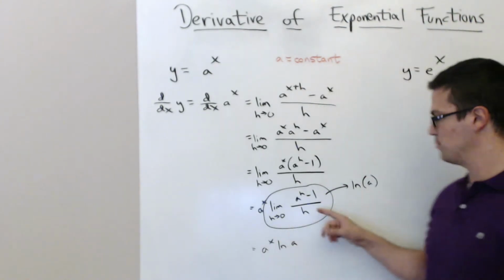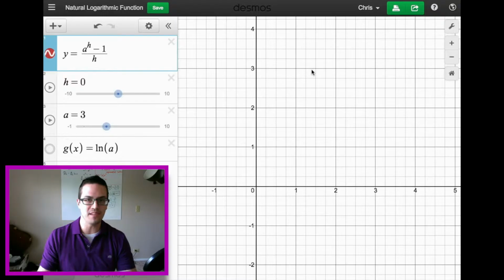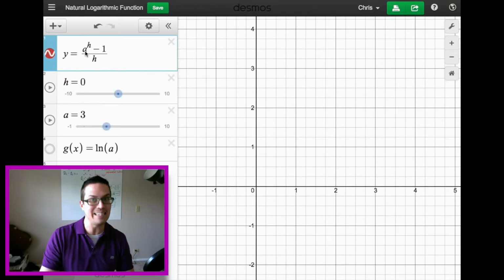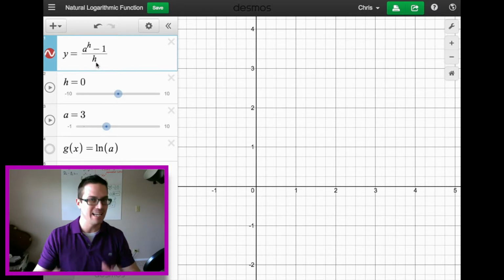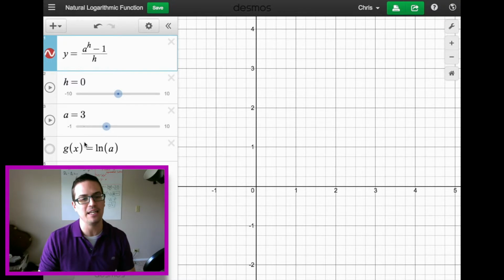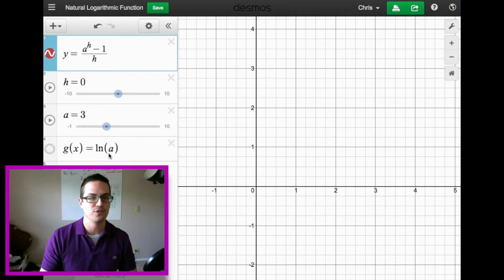As for this ln a, this might be a little confusing for you, so I'm going to kind of prove this with a graph. I'm using the Desmos calculator to prove that the limit of a to the h minus 1 over h, as h gets infinitesimally closer to 0, is equivalent to that function ln of a. And that's basically how ln, the natural log function, is defined. So here I have this red function right here where it says y equals a to the h minus 1 over h.